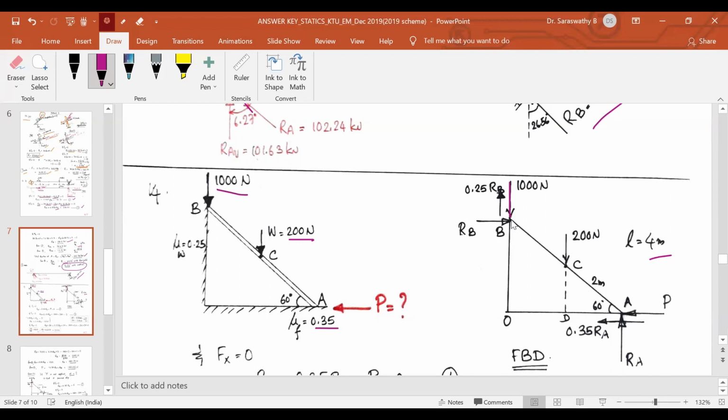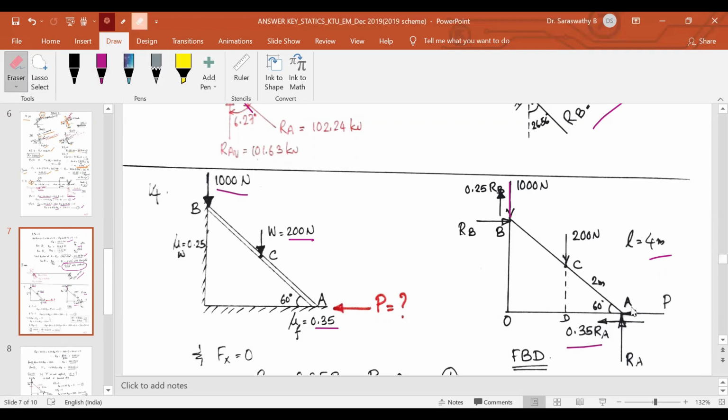This end of the ladder comes down, so the frictional force is acting up, opposite to that, 0.25 RB. Here, this is the normal reaction between the floor and the ladder. Here, the ladder has a tendency to move outwards, so the frictional force will be acting opposite to that, 0.35 RA. So, we have marked all the forces. This is the free body diagram.